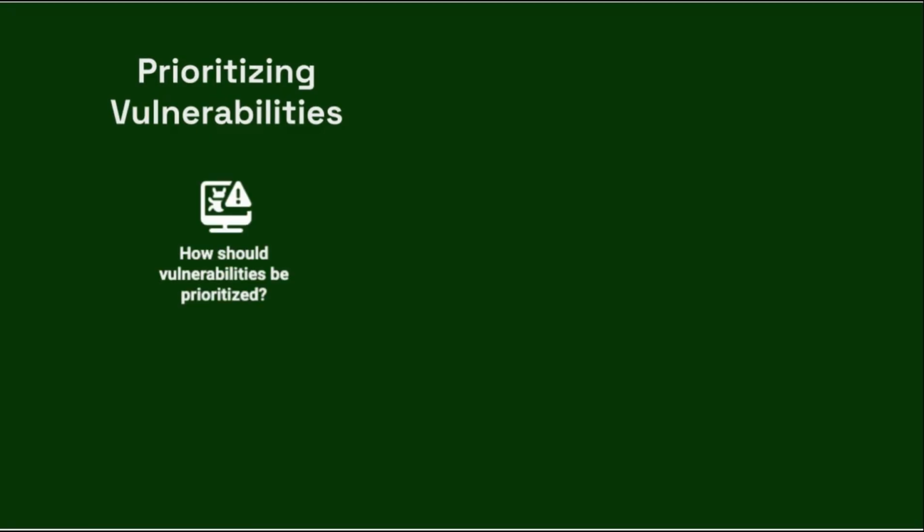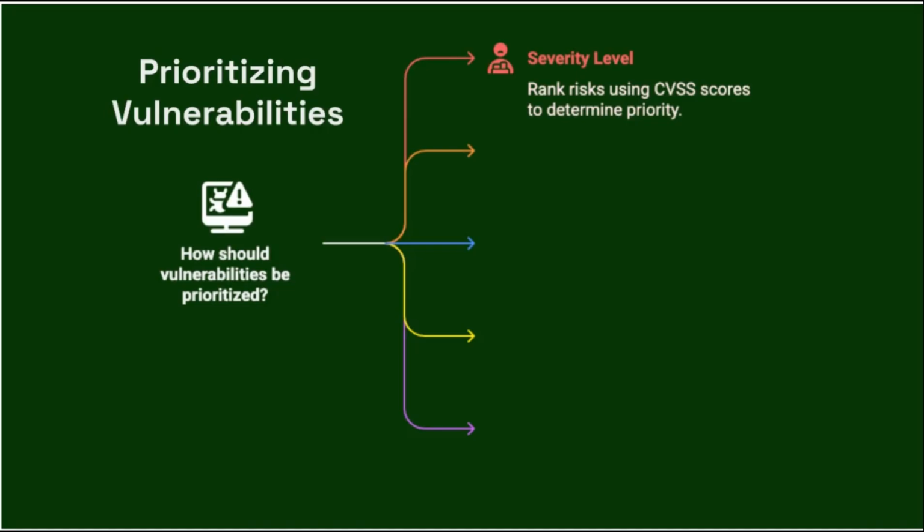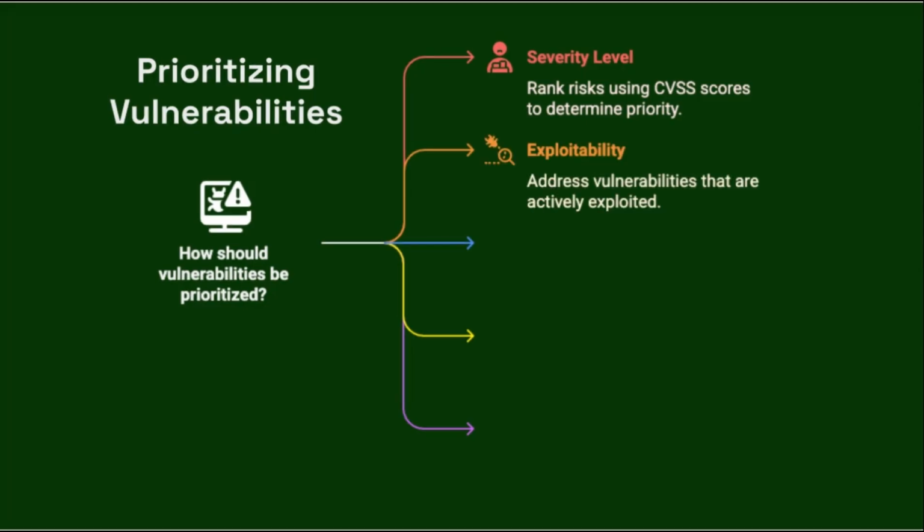Let's face it, most enterprise environments have hundreds, even thousands, of vulnerabilities. That's why prioritization is key. Here's how to decide what to tackle first. 1. Severity level, use CVSS scores to rank risks from low to critical. 2. Exploitability, if a vulnerability is already being exploited in the wild, fix it immediately.